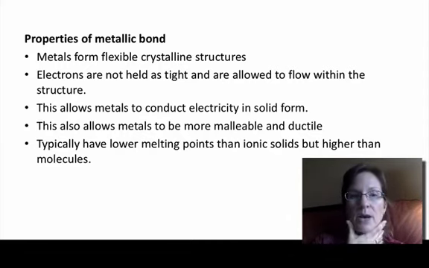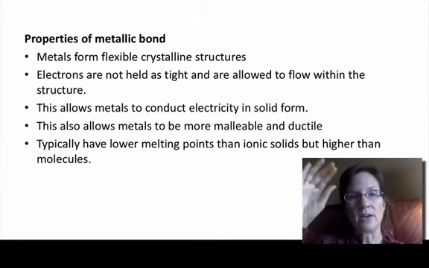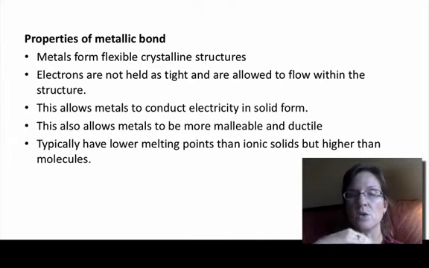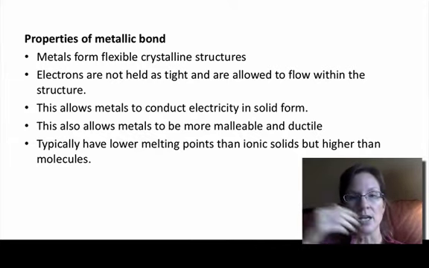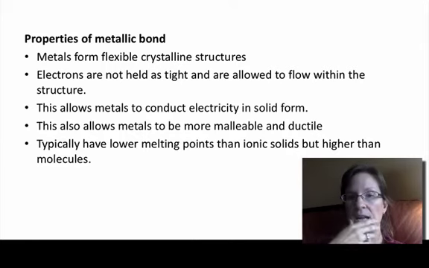Typically, when we think about the property of melting and boiling, ionic compounds have our highest melting point and covalent compounds have our lowest. Metallic are somewhere between. We think of them as having lower than ionic, but in general, they're still pretty high in comparison.